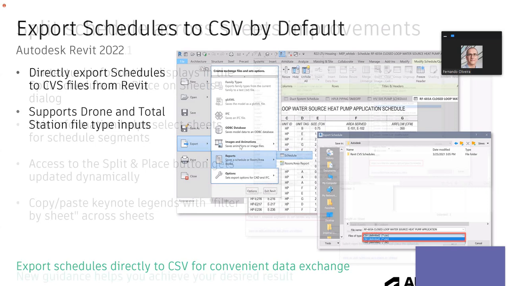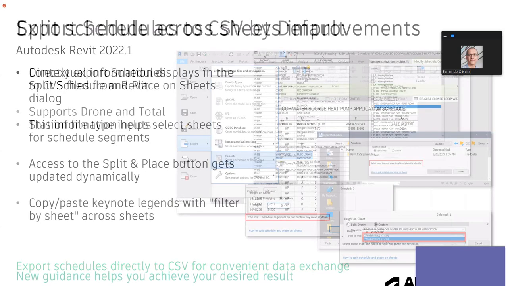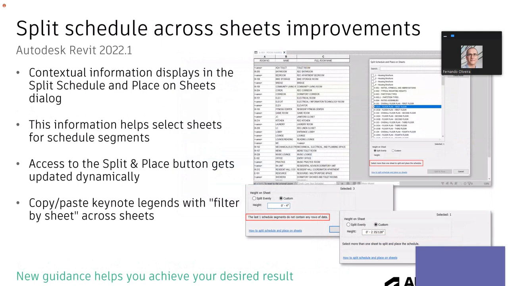We already covered how to split the schedule across sheets. However, in 2022.1, we delivered some new small options that allow us to control with more granularity the way we are doing this. We can copy and paste Keynote Legends with filter by sheet and so on. So there are more improvements in the tool.